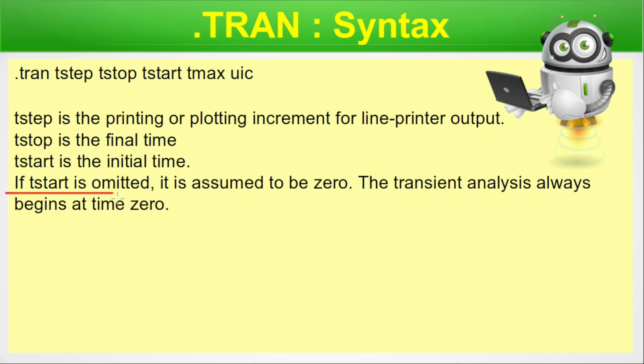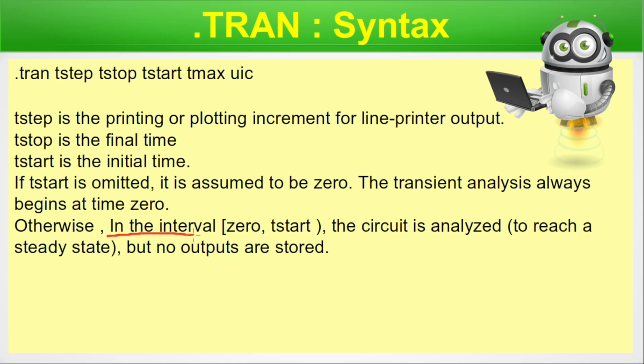If T-start is omitted, it is assumed to be 0. That means the starting line starts from 0. If we do not give the T-start, if it is not stated, that means the time will begin from 0 value. The transient analysis always begins at time 0 if T-start is omitted.